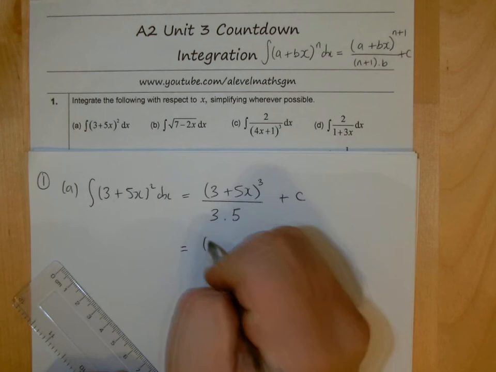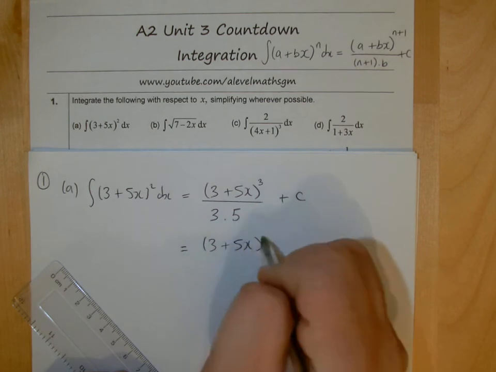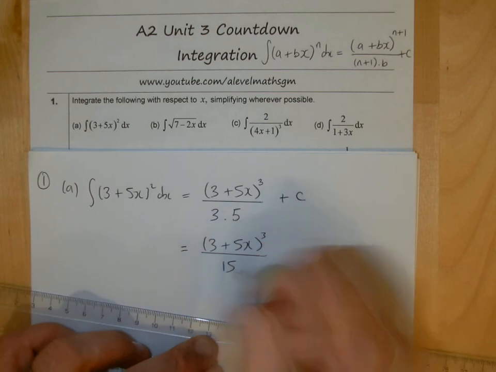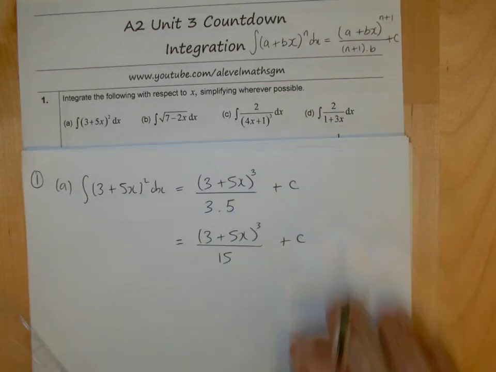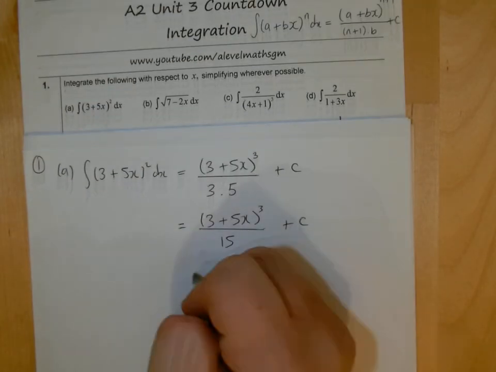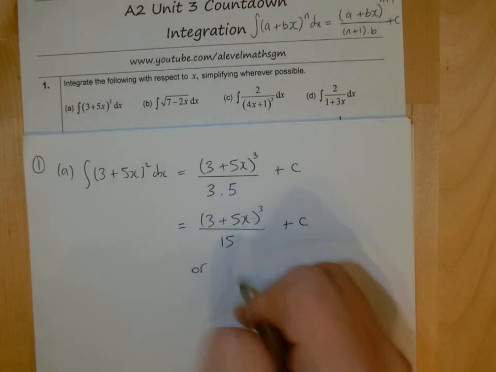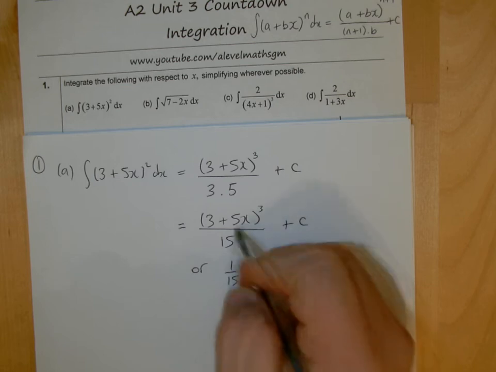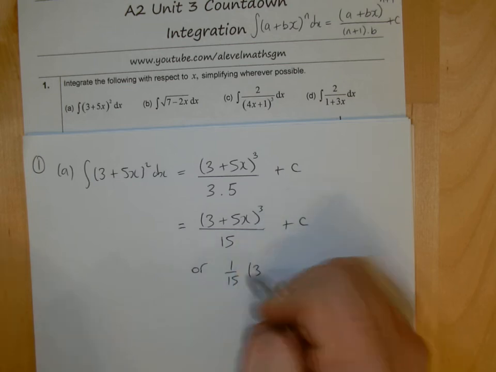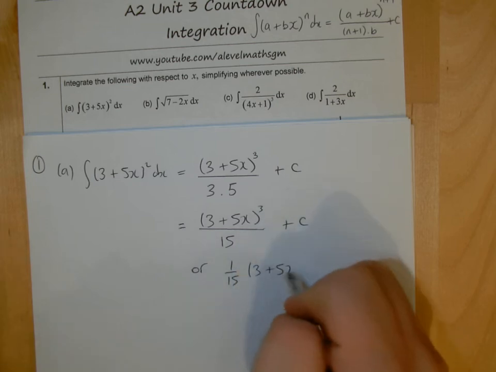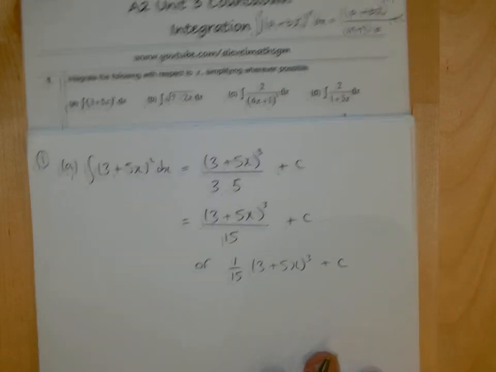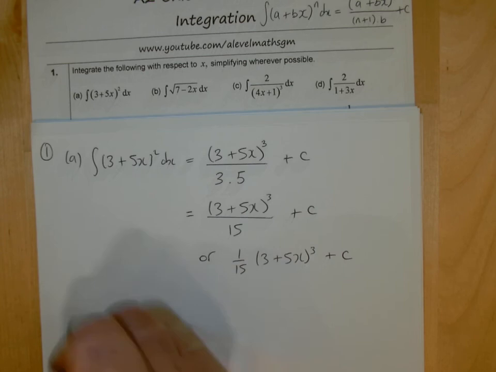So then you get 3 plus 5x cubed divided by, well, 3 times 5 is 15, plus a constant. So you can leave it like that. Another way you could leave it, because dividing by 15 is the same as saying 1/15 of that bracket. So instead of having divide by 15, you can say I'm timesing by 1/15. Either form is acceptable here.